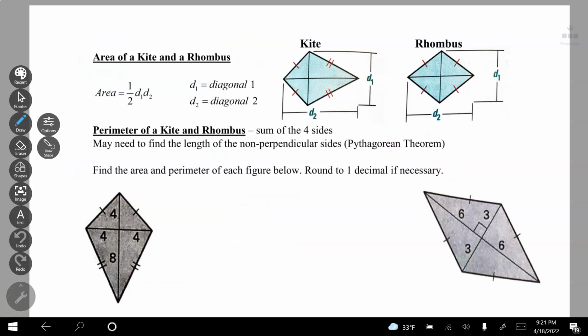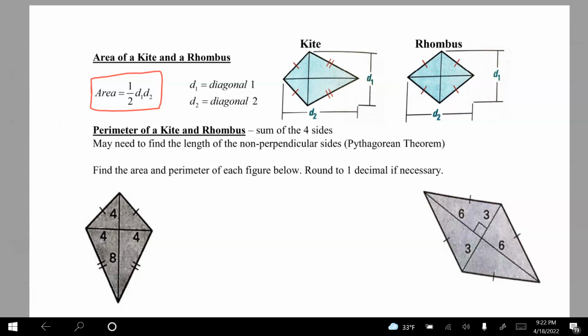And finally, we have a kite and a rhombus, and they have the same characteristic that the diagonals are perpendicular to each other. So the area for a kite or a rhombus, you could work for a square if you wanted to figure out the diagonal of the square, but that's just more work, is the area is equal to 1/2 times the product of the two diagonals, and the perimeter is just adding up the four sides. Again, you might have to use the Pythagorean theorem.